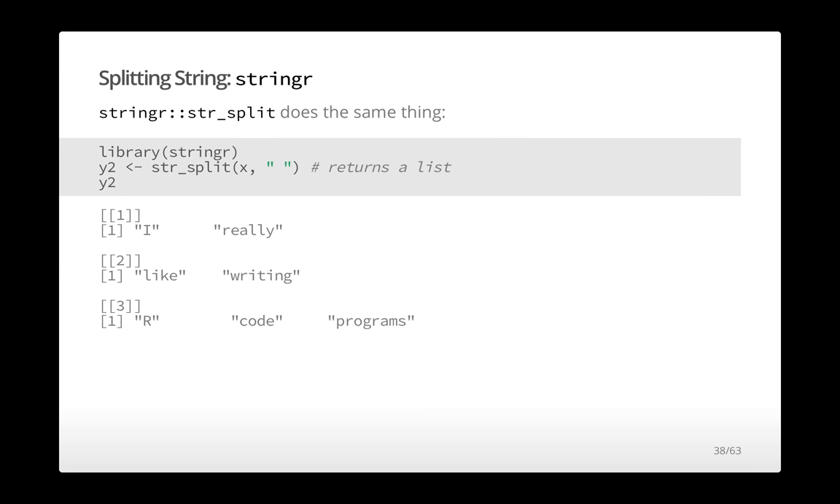Good question. So stringr, again, exact same syntax, except instead of str_split, it's str underscore split. I believe every single function that's relevant that isn't stringr starts with the three letters str and then an underscore. Okay, so if you say str underscore something, that means it's from the stringr package.